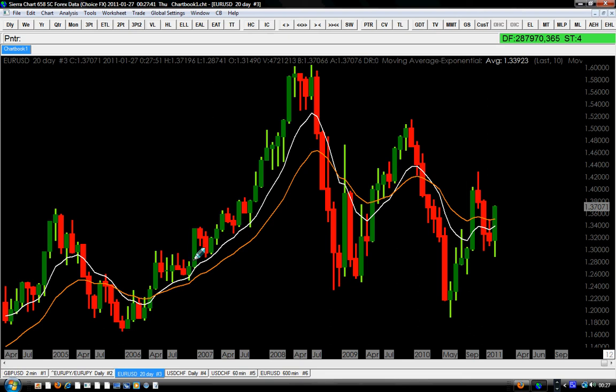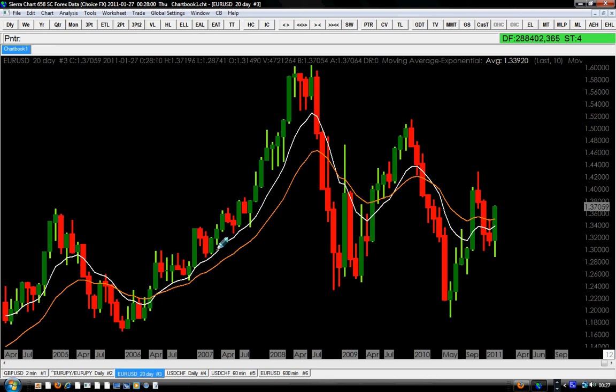So what you want to look for is for the exponential moving average 10 to be rising, and the price to pierce the exponential moving average 10 and try to seek support near the exponential moving average 20 right here, as it happened here. You will buy right here.